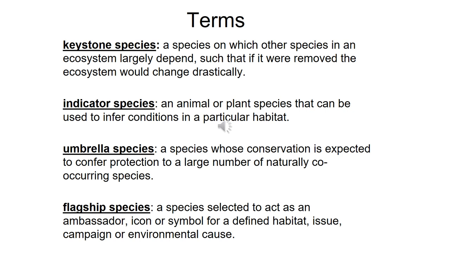An umbrella species is one whose conservation is expected to confer protection to a large number of naturally occurring species. So that's a species that protects and supports a lot of other species, and we want to focus our conservation efforts on these types of species because they have a big effect on others. A flagship species is one selected to act as an ambassador or a symbol for that habitat or campaign that people can rally around. There you go.